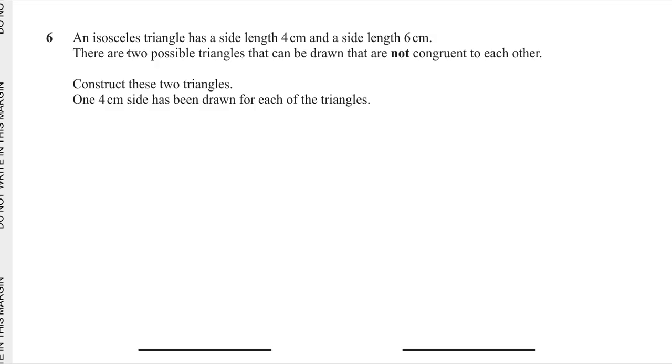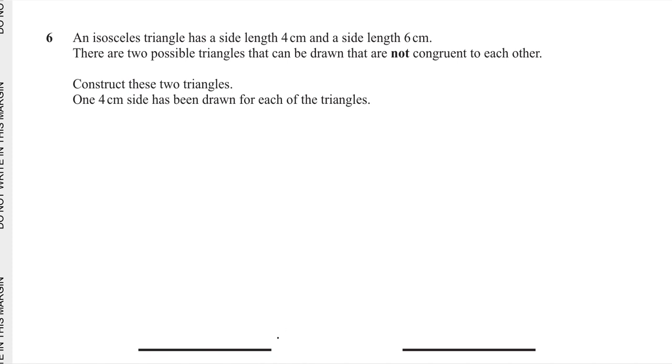An isosceles triangle has a side length 4 and a side length of 6 centimeters. There are 2 possible triangles that can be drawn that are not congruent to each other. Construct these 2 triangles. 1 4 centimeter side has been drawn for each of the triangles. So what we have to do is just draw 2 simple triangles.